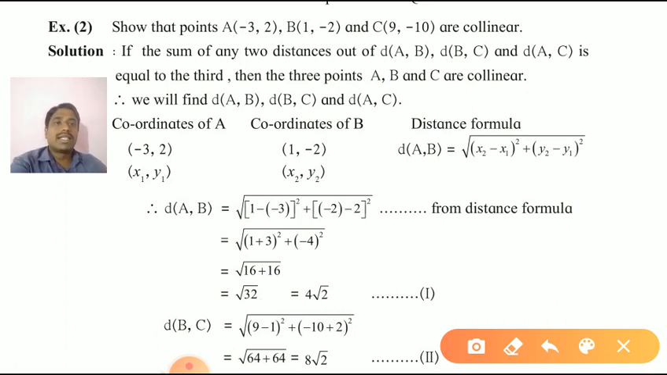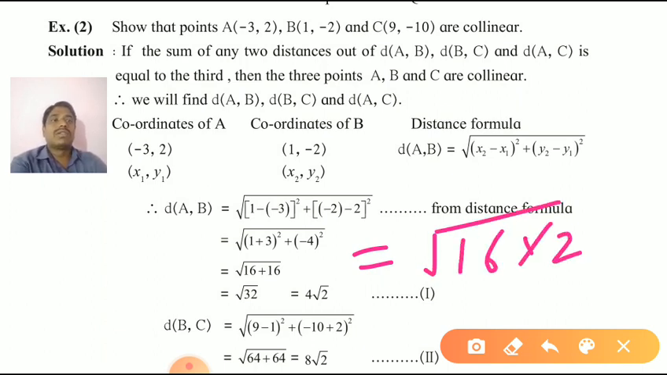Then we can write square root of 32 as 16 into 2. We know that the root of 16 is 4 and root 2 cannot be simplified, so we keep only root 2. That means root 32 is 4 into root 2. We get equation number 1.